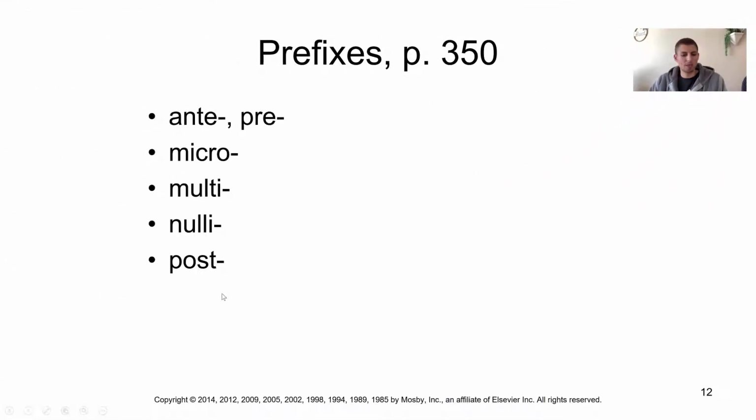Jump to page 350 and we'll see some prefixes. Some of these are kind of new, otherwise we've seen some of these, and some of these we'll use every day just in common language as well. But ante basically means pre or before or prior. Micro, of course, meaning very small. Multi, many. Nulli, meaning none or null for none. And then post, meaning after.